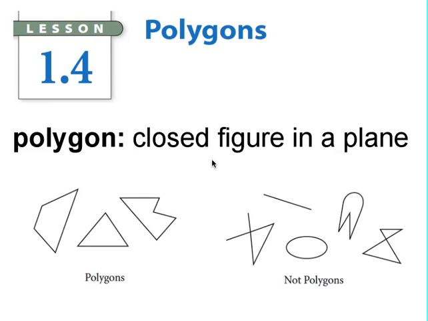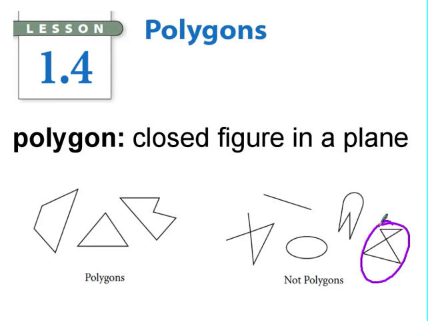Yes. So what we're going to talk about today is what polygons are. If you notice, the definition of a polygon is a closed figure in a plane. We have some examples of what polygons are and what are not polygons. Polygons are always composed of straight lines, no curves. The other thing is, notice there are no intersections on the inside. You don't have something like this right here.